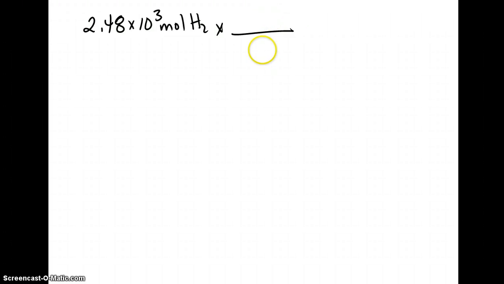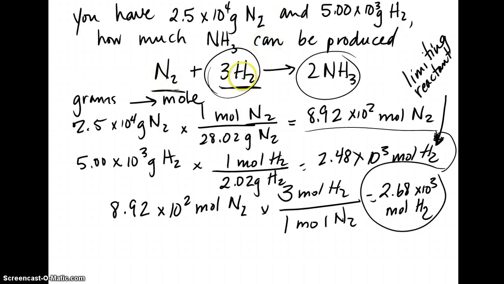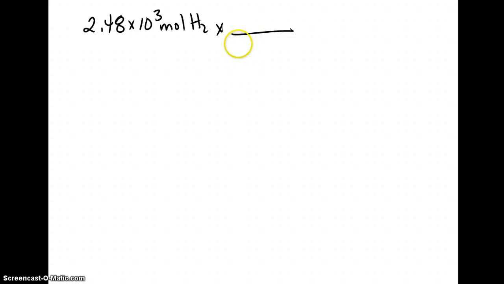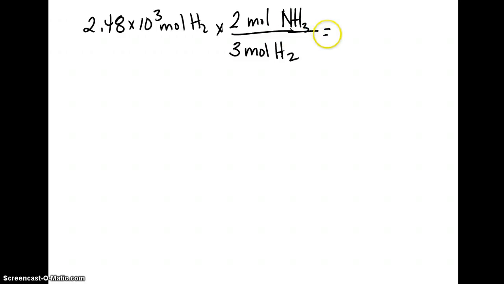So if I have this much hydrogen, just going back, remember for every 3 moles of hydrogen, 2 moles of ammonia are produced. So for that reason, I need to create that tile to figure that out. That means for every 3 moles of hydrogen, I have 2 moles of ammonia being produced. I found that in the periodic table. So let's see how many moles that works out to be. And it works out to be 1.65 times 10 to the third moles NH3.